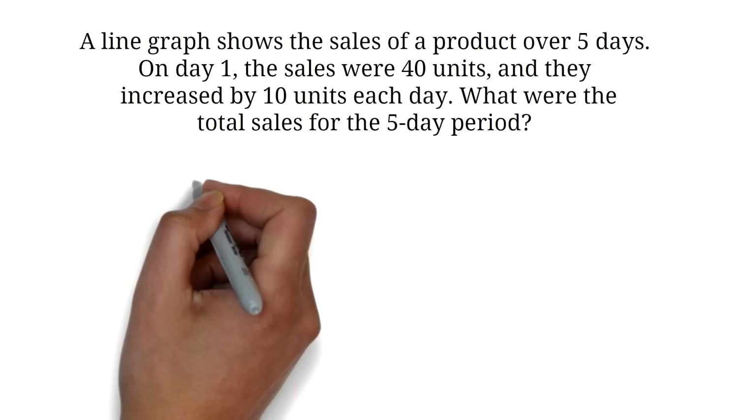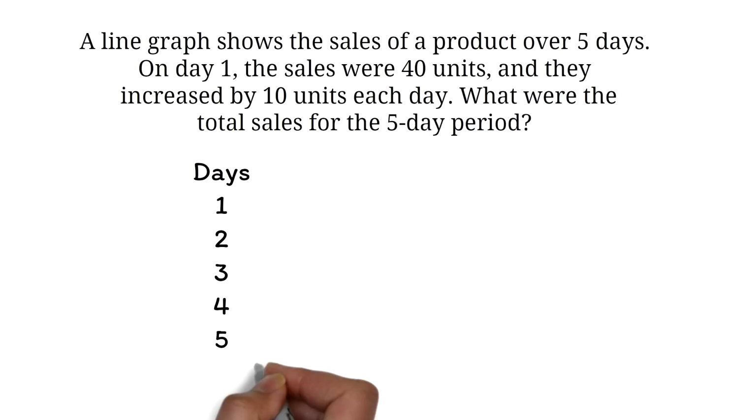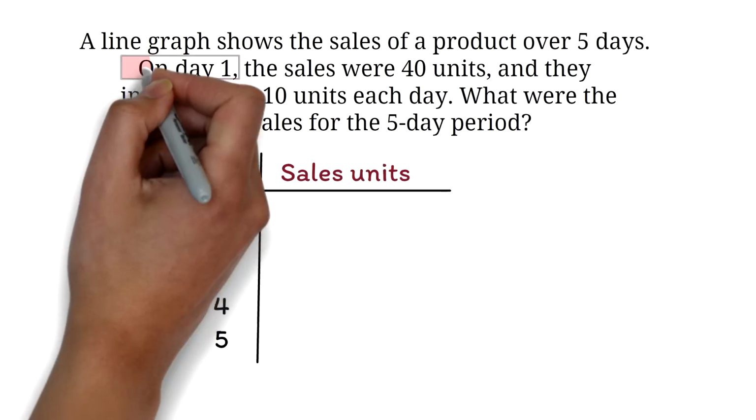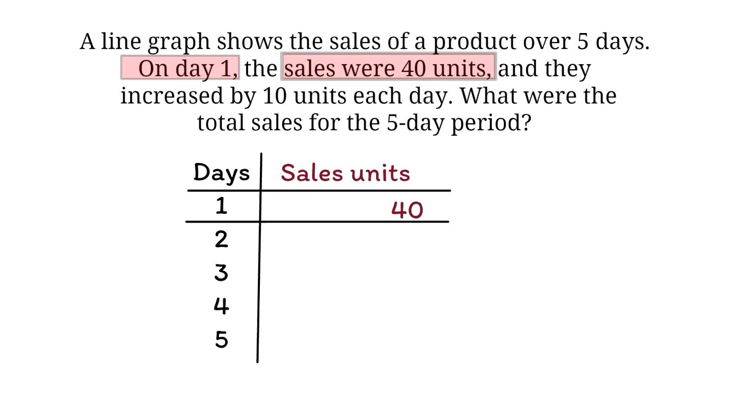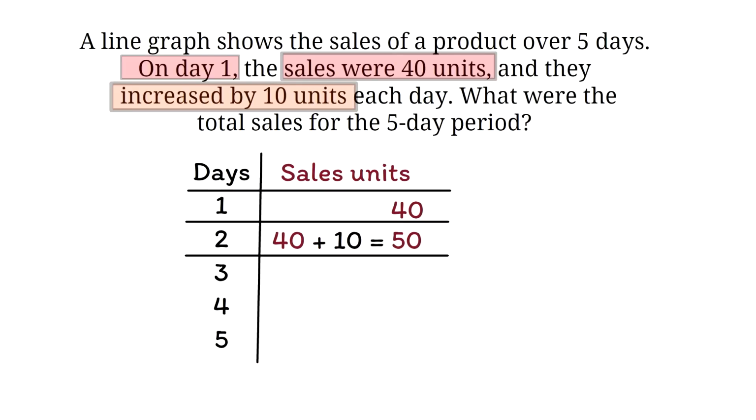Since the number of days were 5, number from 1 to 5 to represent the days. Now with the sales units, we are given that, on day 1, the sales were 40. But from day 2 to 5, the sales units increased by 10 units each day. So for day 2, add 10 to the sales unit of day 1, which is 40 plus 10, and that will be 50. The same way, on day 3 too, the sales increased by 10 units. So add 10 to the second day's sales, which is 50 plus 10 equals 60.